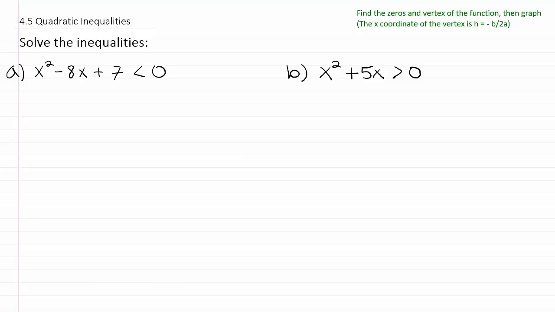Solve the inequalities. All right, so in the first one, we have x squared minus 8x plus 7 is less than 0. We're trying to show where that's true, right? So first thing I want to mention is that there are at least 3 or 4 kind of accepted methods to solve these type of inequalities.